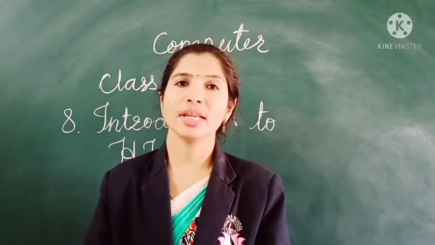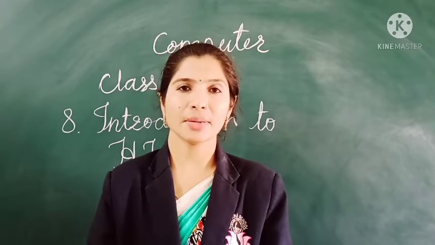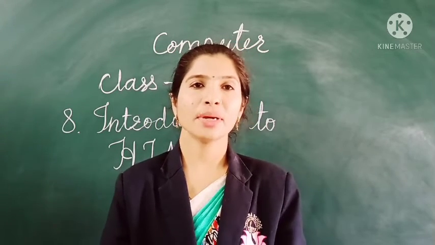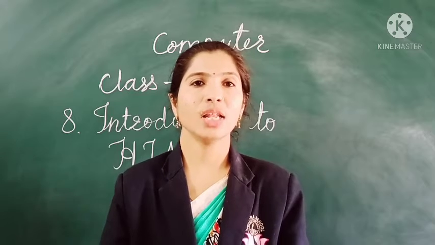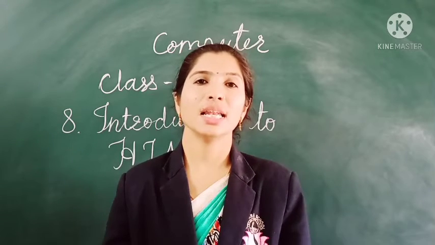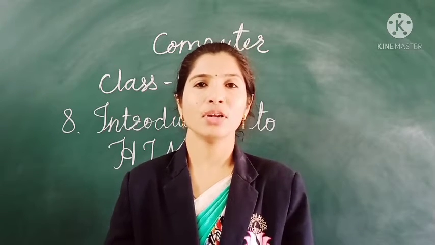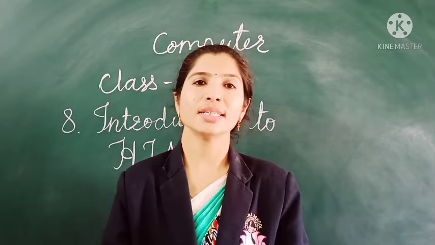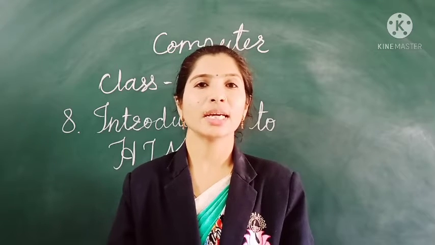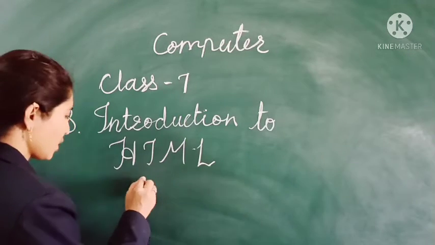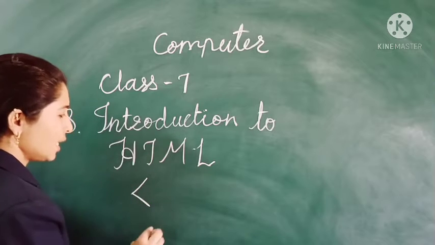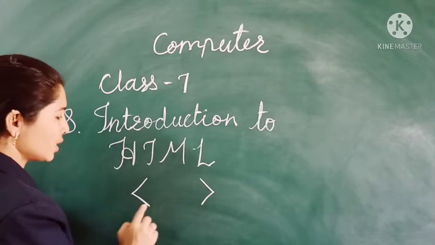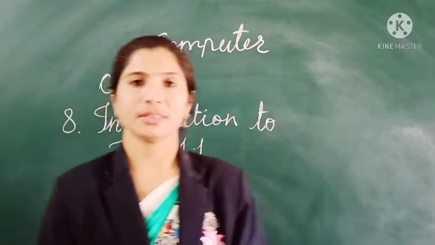There are various HTML elements that can be listed to construct a web page. An HTML tag comprises a left angular bracket or a less than symbol, followed by the name of the tag and closed by a right angular bracket or a greater than symbol. This is less than and this is greater than. So these all together we can say angular bracket.